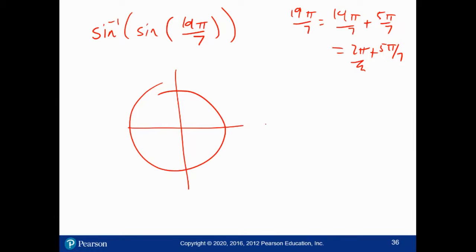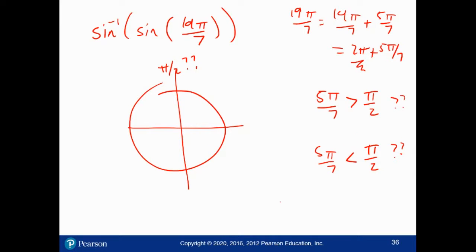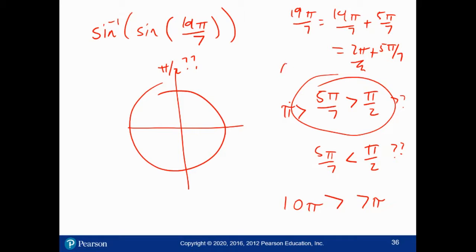What quadrant is 5 pi over 7 in? It's not immediately obvious, but the real question is, how does it compare to pi over 2? Is 5 pi over 7 bigger than pi over 2, or less than pi over 2? So how would you figure this out? Cross multiply, and you get what's bigger, 10 pi or 7 pi? 10 pi is bigger. So that tells me 5 pi over 7 is bigger than pi over 2. It's definitely smaller than pi, because 5 over 7 is less than 1. So I am in quadrant 2, because I am bigger than pi over 2, but less than pi. So I'm somewhere in here.